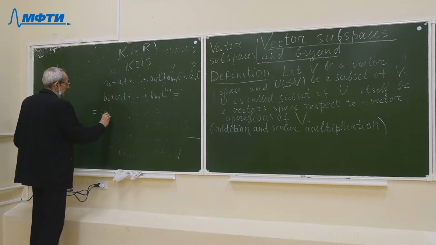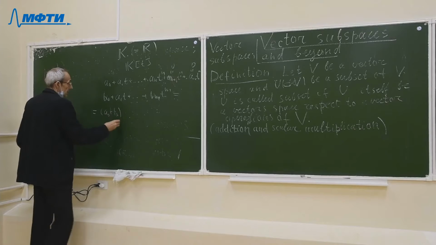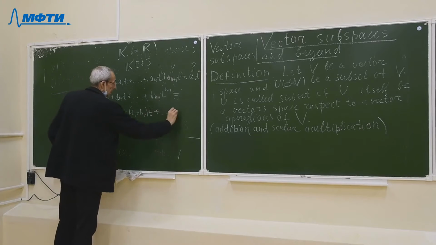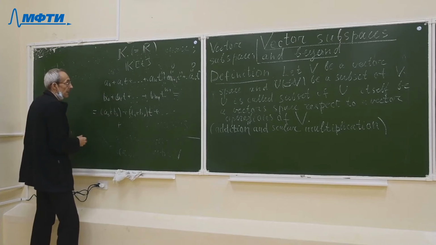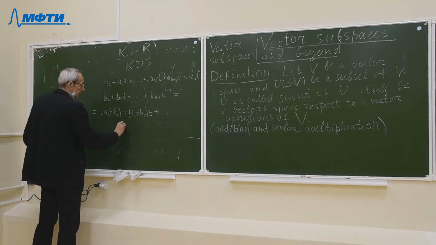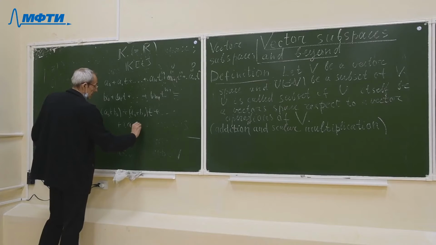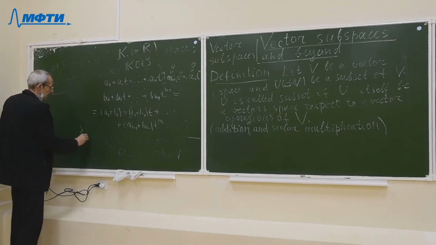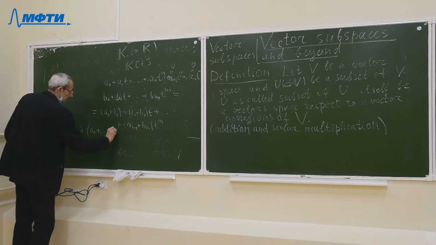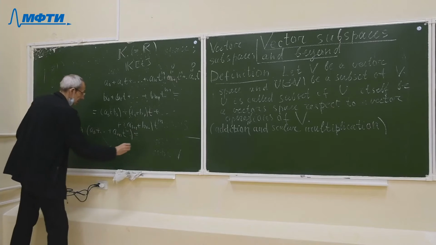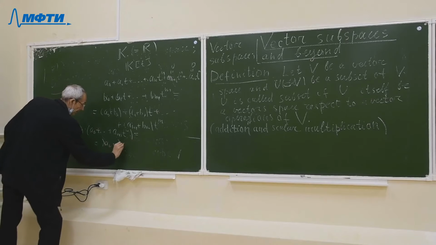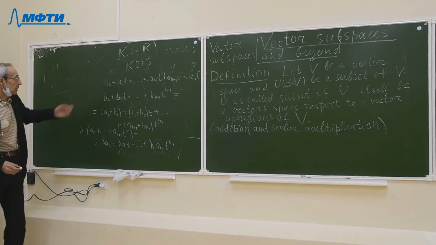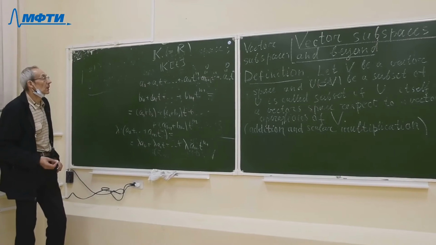And we can define the sum of these polynomials as a polynomial whose coefficients are the sums of the corresponding coefficients of the summand polynomials. And in the same way, we can define the product of the scalar lambda and the polynomial by the following formula. And easy to see that we obtain a vector space.